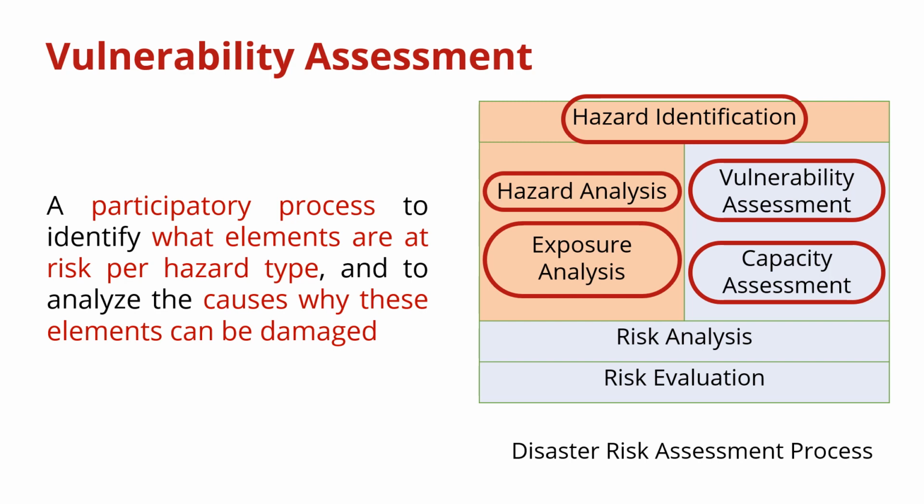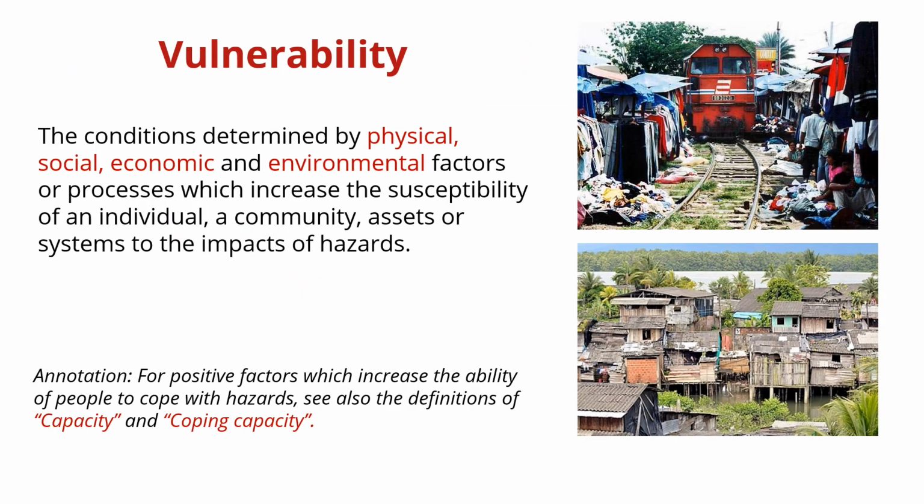After we have a good understanding of the hazard through the hazard analysis, and looking at the exposure, how our cropping and livelihood are exposed to the hazards, we then move on to the vulnerability assessment. So what is a vulnerability assessment? It's basically a participatory process to identify what elements are at risk per hazard type and to analyze the causes why these elements can be damaged.